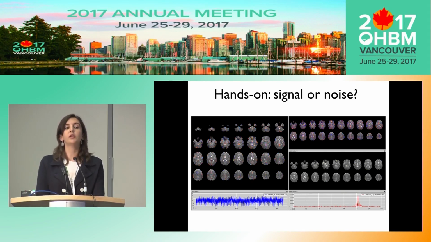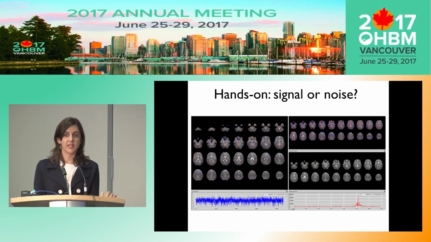In this case, we tick all the boxes of the features of noise components, but we don't really know what's causing it. We can't really tell. But again, in this case, we would throw it away and say that this is basically noise.